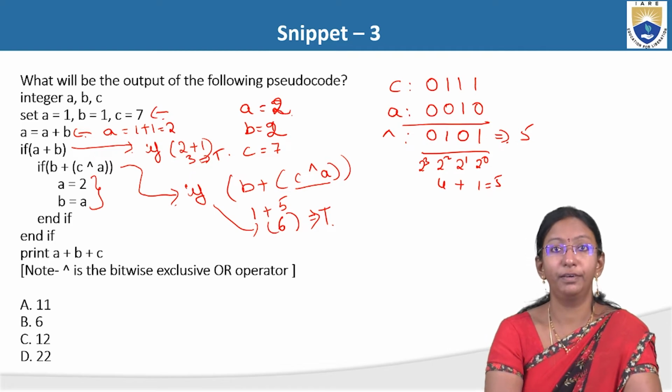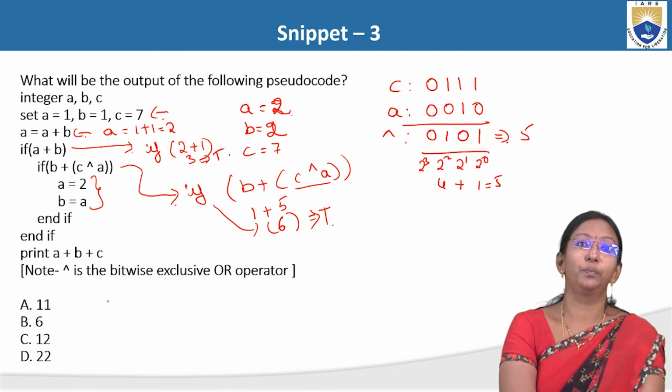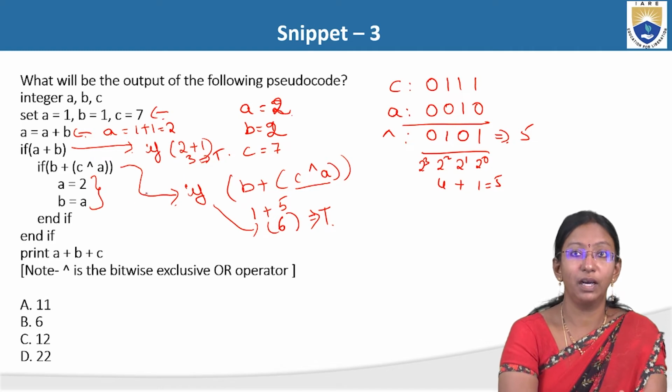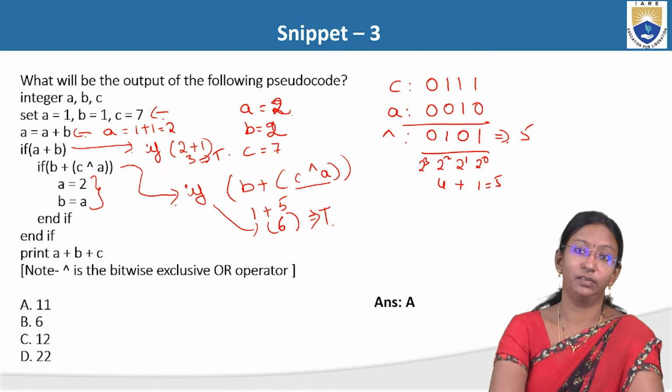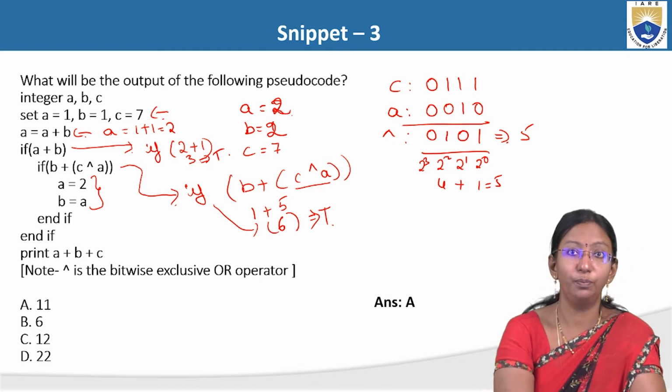So the innermost if condition is over, and now they want you to print the value of A plus B plus C. So what is the sum of this, guys? 2 plus 2 plus 7. It is 11, right? 11 will be the answer for this question. Yes, right? So let's go for the next one. I hope you understood, guys.